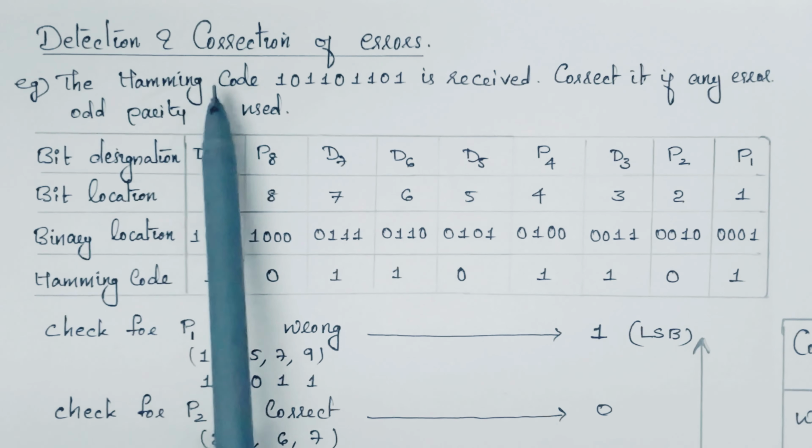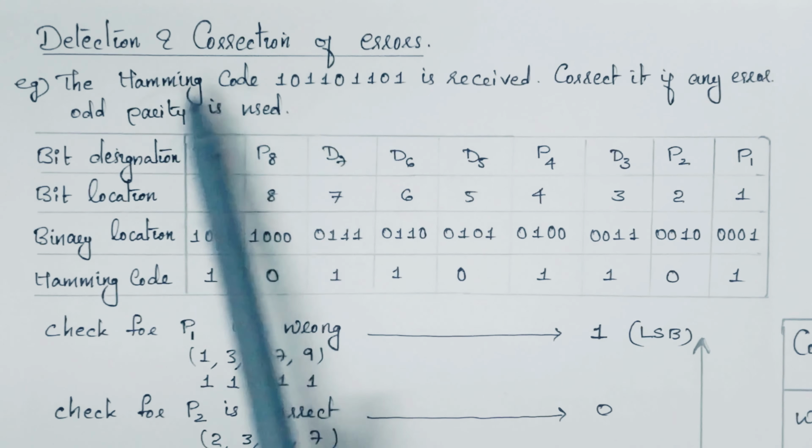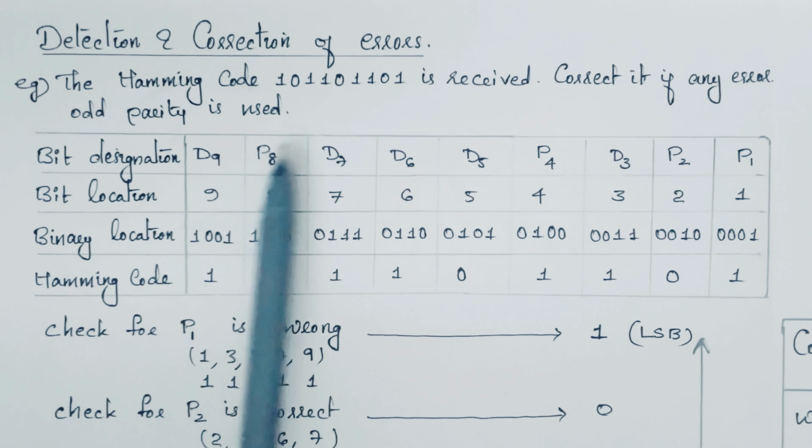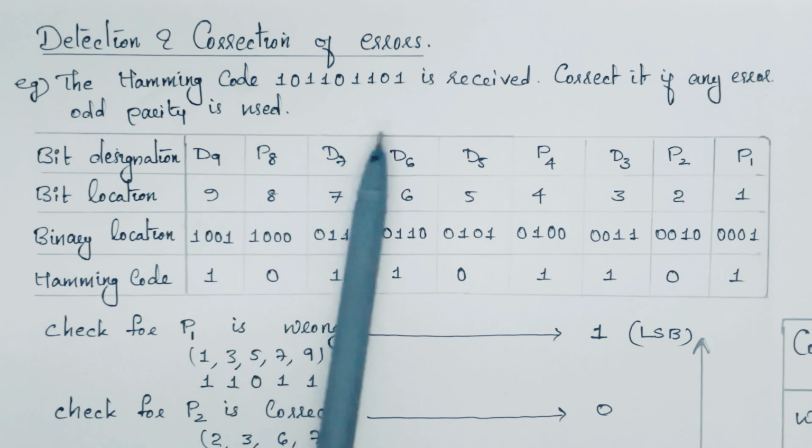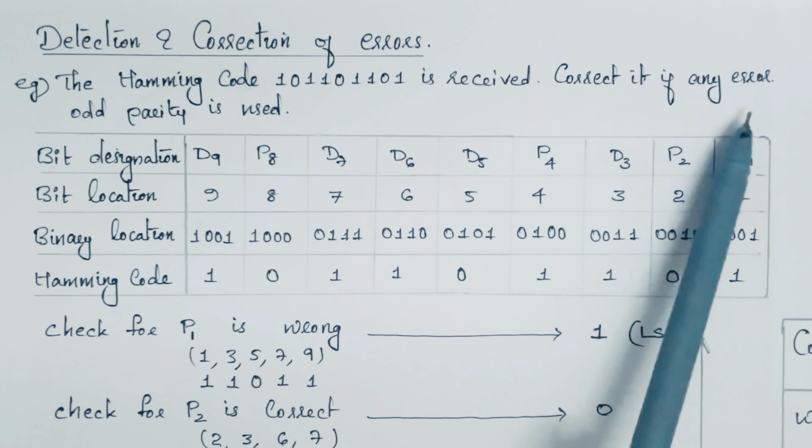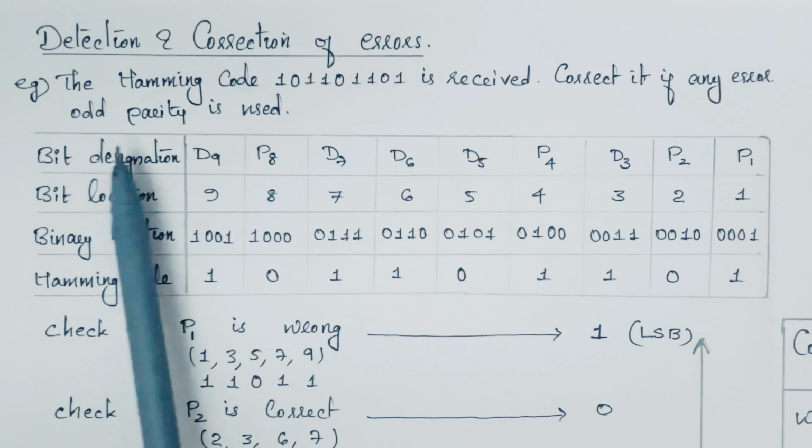In this lecture, we are going to see how to detect and correct the errors using a Hamming code. So we'll see an example here. The Hamming code 1011011101 is received. Correct it if there are any error. And the parity used is odd parity.